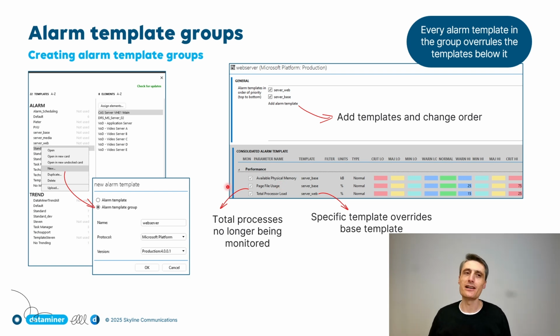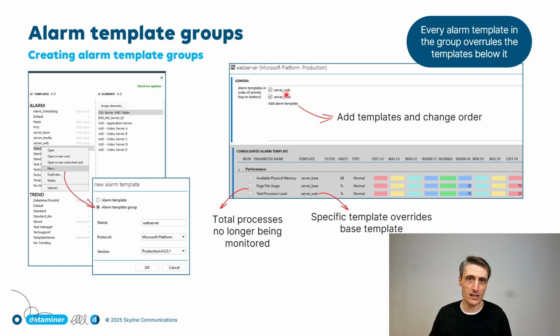Well, we already saw that if we right-click on any of the alarm templates and create a new alarm template, we did have the option to create an alarm template group. So if we take a look at that, how does that work? Well, you will see that you have here, just on the top, it's very simple, an alarm template group, because you can only include existing alarm templates and define the order in which they will be applied, from top to bottom.